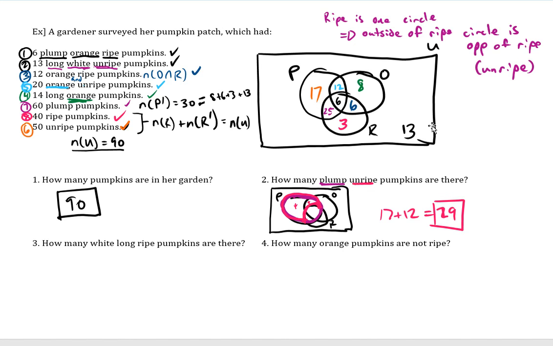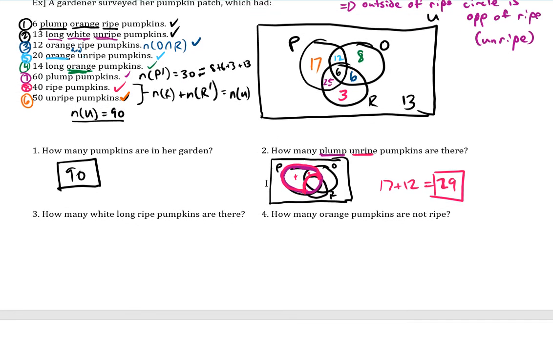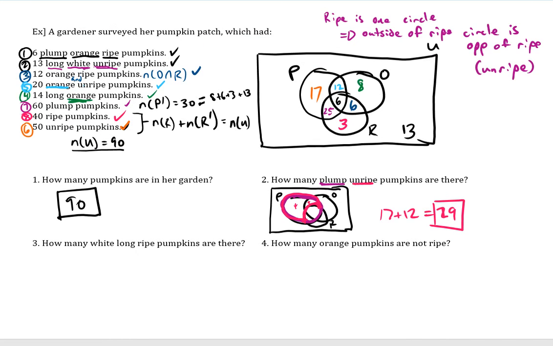So that's where these pictures can help. And even again, if you saw it right away, that's great. If you used the words or whatever method, that's still good. So number 3, though, it says how many white, long, ripe pumpkins are there?